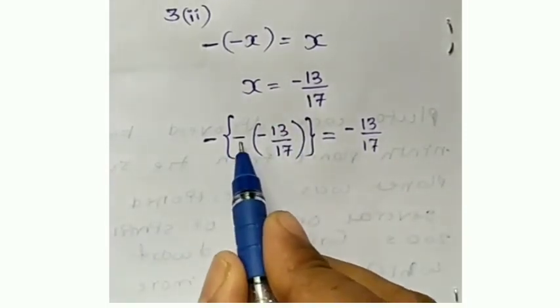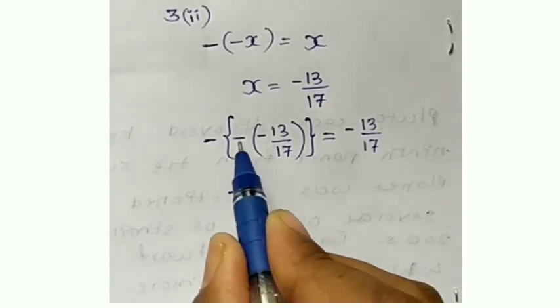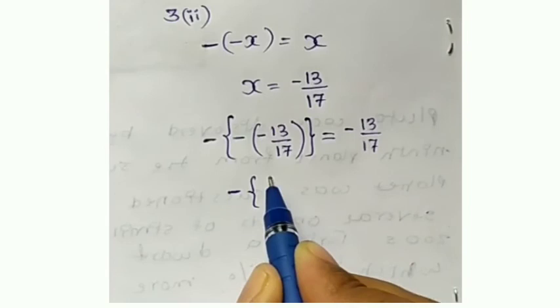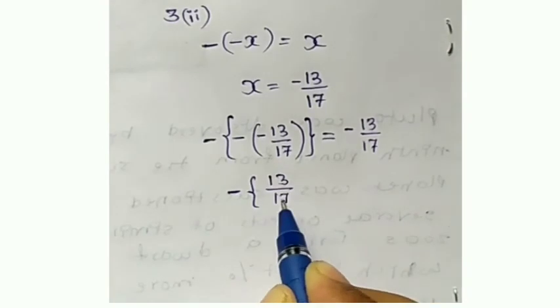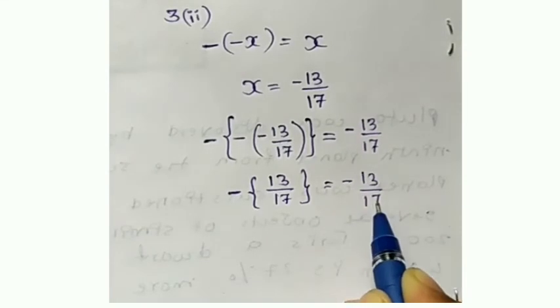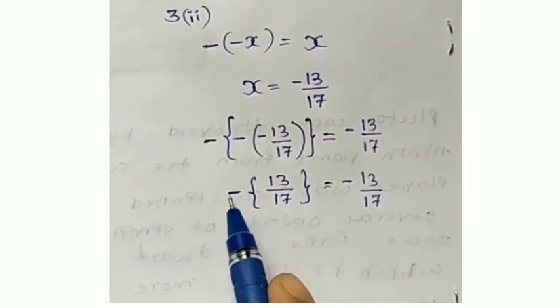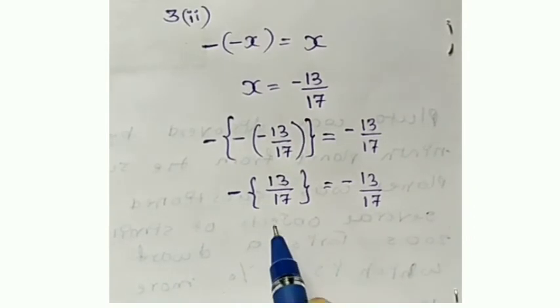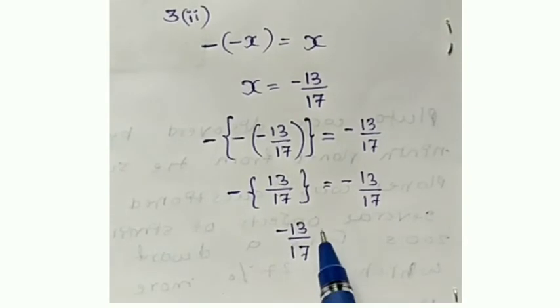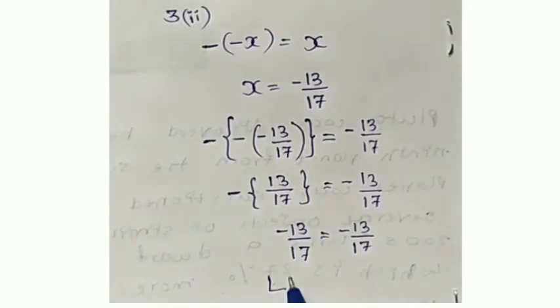So here first I will do minus into minus, it becomes plus. Plus of the curly bracket, keep it like that only, minus into minus plus. So it becomes 13 by 17, which is equal to minus of 13 by 17. Again if you open this curly bracket, minus here will be plus, minus into plus becomes minus only, minus 13 by 17, which is equal to minus 13 by 17. LHS is equal to RHS.